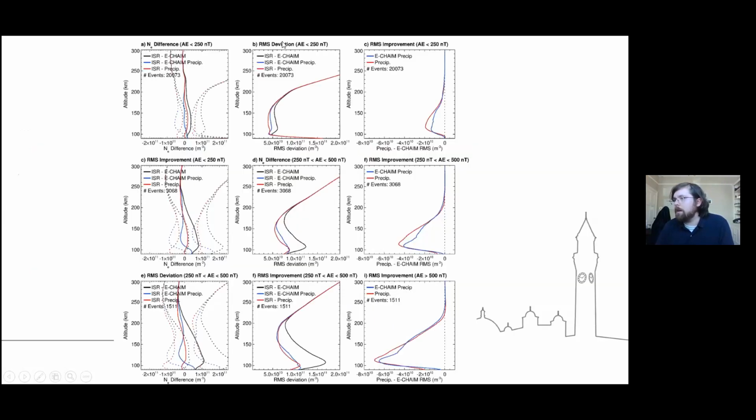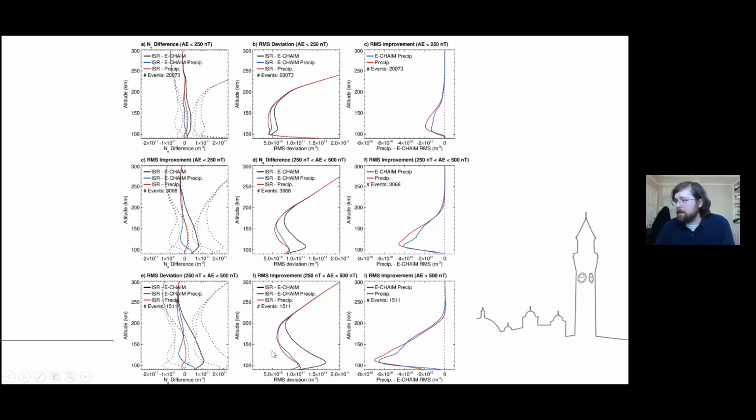Overall, the center here is just a plot of the RMS errors from normal E-CHAIM in black, and then the E-CHAIM with this precipitation module included in blue, for virtually no geomagnetic activity, modest geomagnetic activity, and then strong geomagnetic activity down here. You can see in general, obviously we get an improvement from incorporating this particle precipitation scheme into the model. And this was just submitted to Space Weather recently, so I'll send you the paper if you'd like.